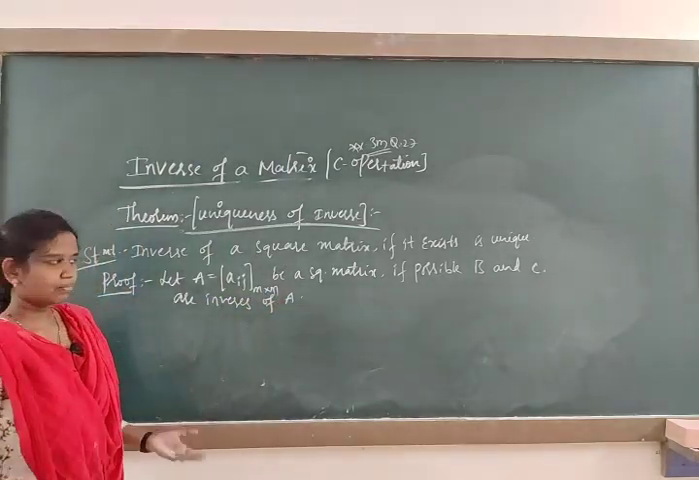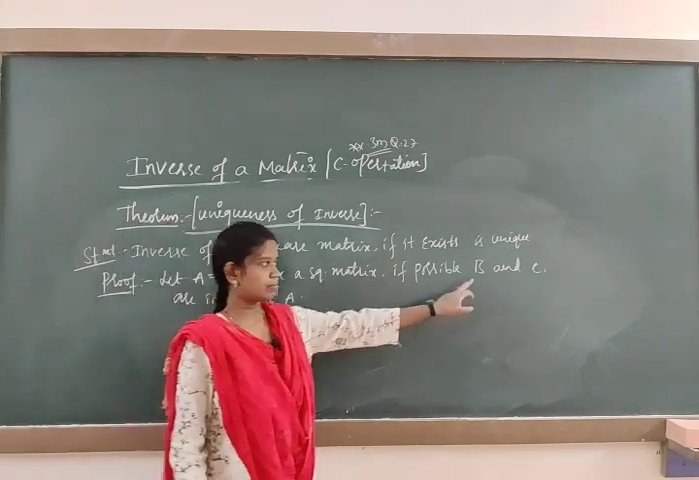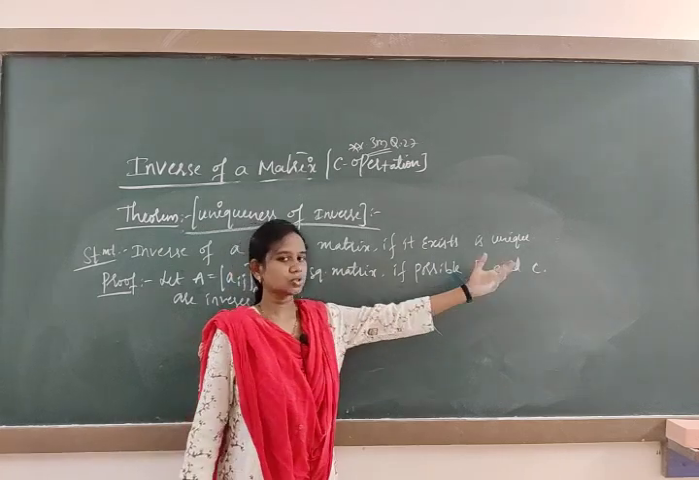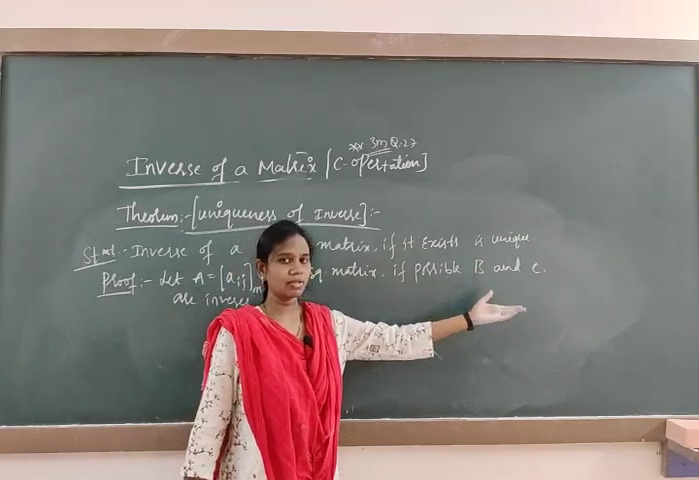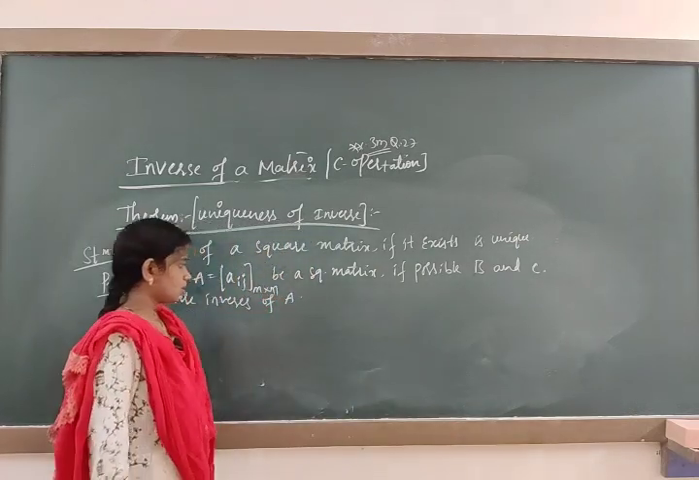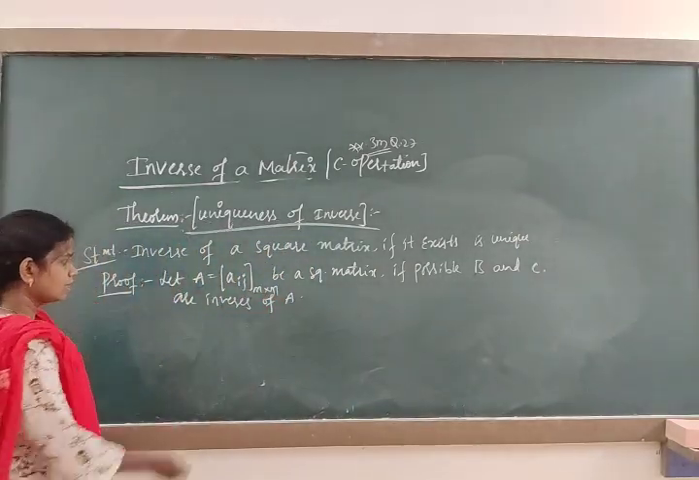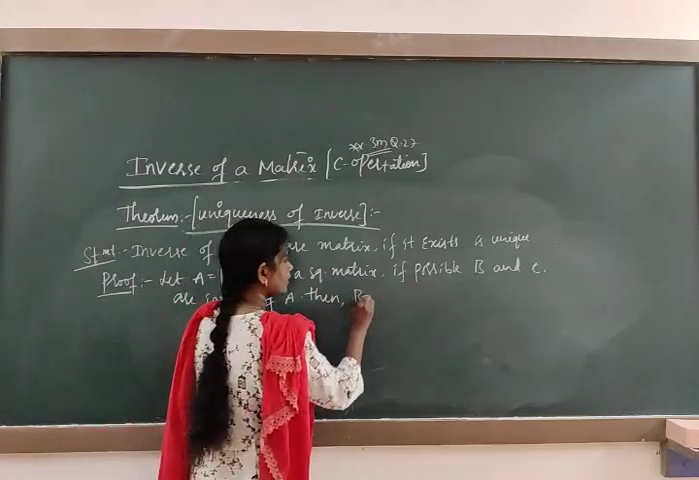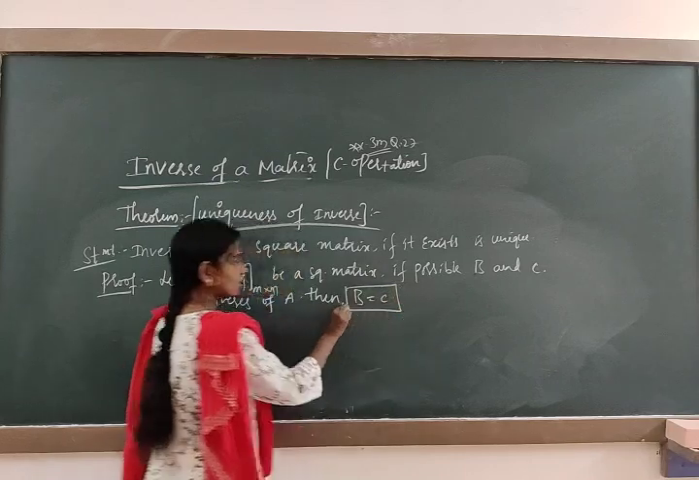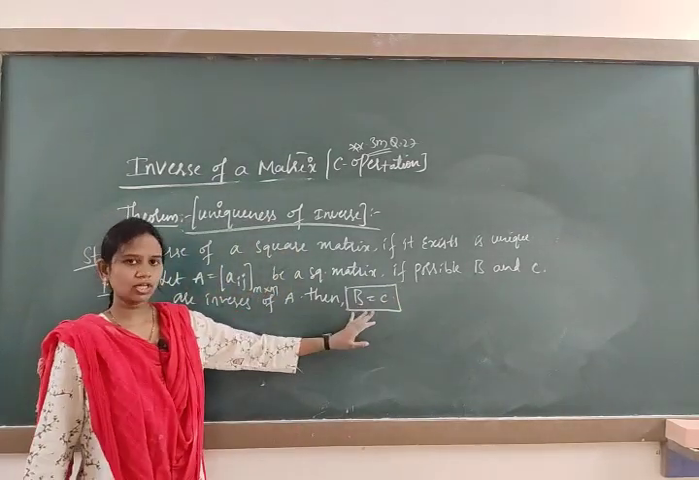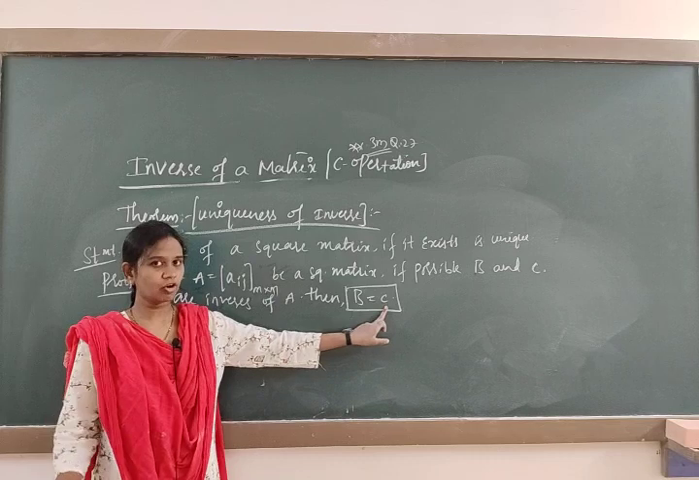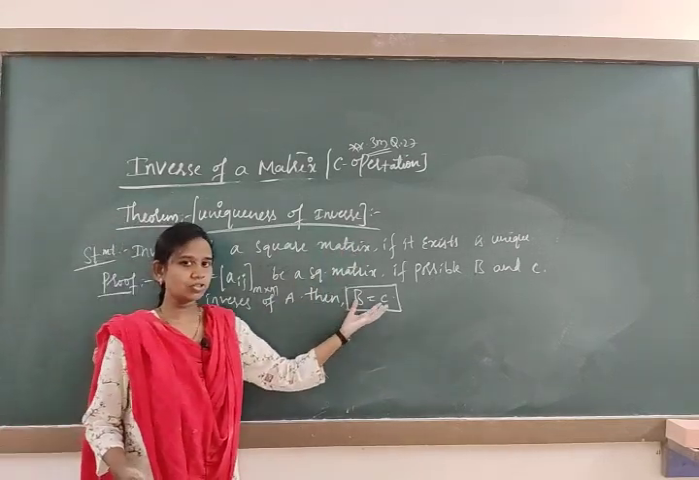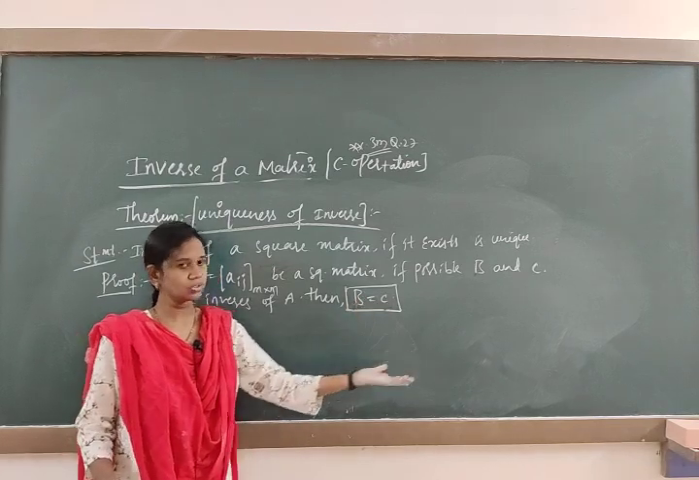Why I have given the names B and C: let us take that some students will prefer row transformation, and I will give the A inverse notation as B. Some students will prefer column operation, and I will give the notation as C. Then we have to show that B is equal to C. If some students show it with row transformation and some with column operation, and we are saying the inverse exists, it means both values should be the same. We have to show B equal to C.